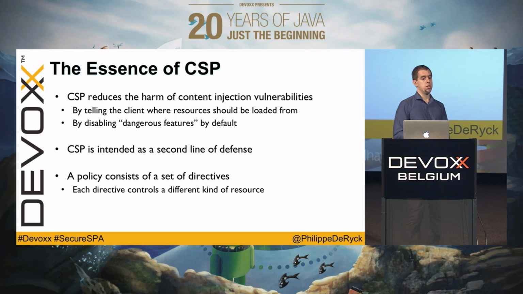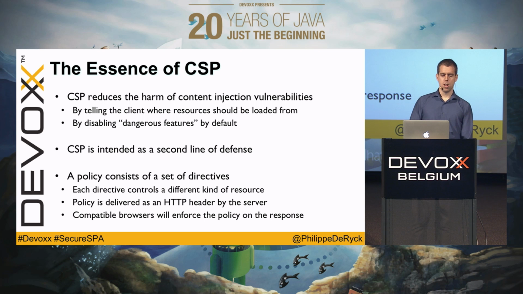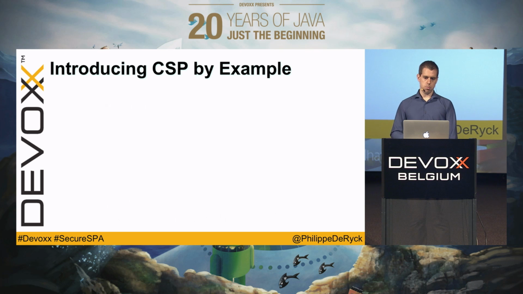It's a policy consisting of a set of directives, and each directive controls a different kind of resource on the client. I'm going to talk about that in a moment. The policy is generally delivered as an HTTP header by the server, and it will be enforced by compatible browsers when they receive the response, and non-compatible browsers simply ignore the header. Before I bore you to death with directives and things like that, I'm going to show you examples of what it can do for you.